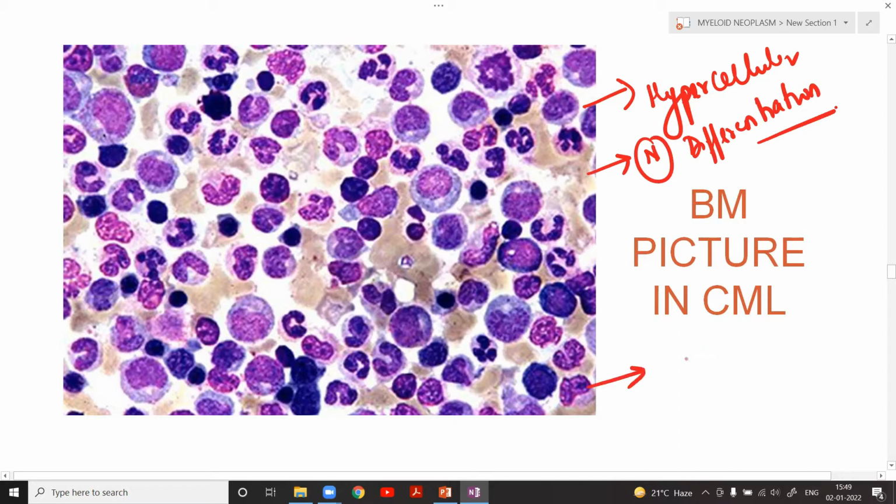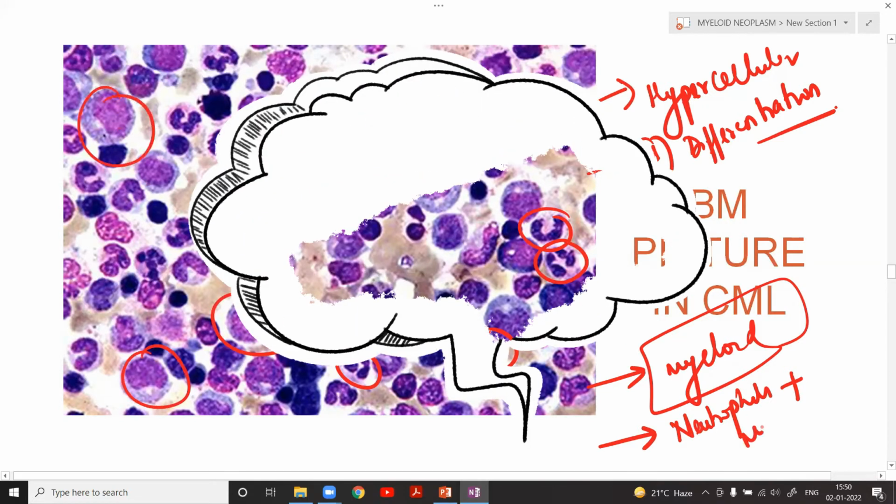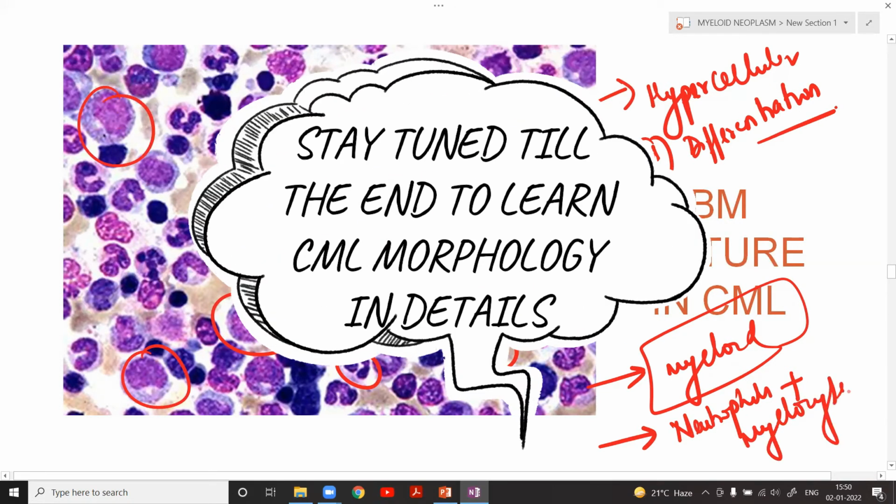Very importantly, which series shows maximum proliferation? We can see that the myeloid series shows maximum proliferation over here. Yes or no? And if you appreciate very carefully, there is a peak for two series. One is you are having an excessive amount of mature neutrophils. Neutrophils plus, if you see, what are these cells? These are myelocytes. So there is a peak of neutrophils and myelocytes. These points are very, very important.